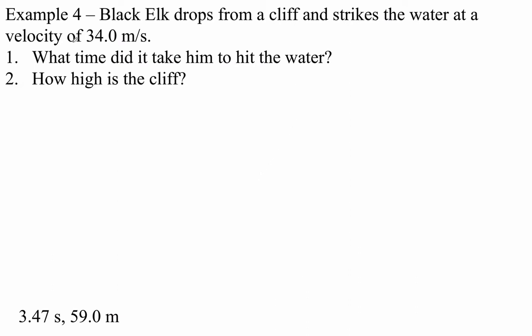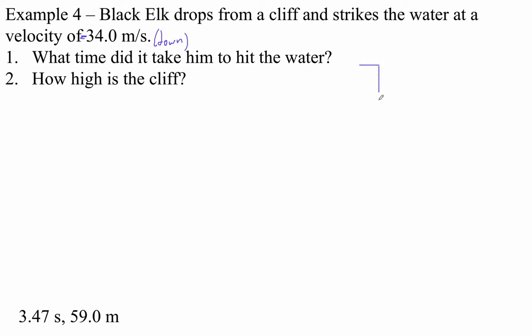He drops from a cliff, strikes the water at a velocity of 34 meters per second, right? Now, I'm going to trust that that velocity is actually negative 34 because it's going down. Okay. You've got to put those minus signs on there, though. The textbook is not going to do that. So let's draw a picture.